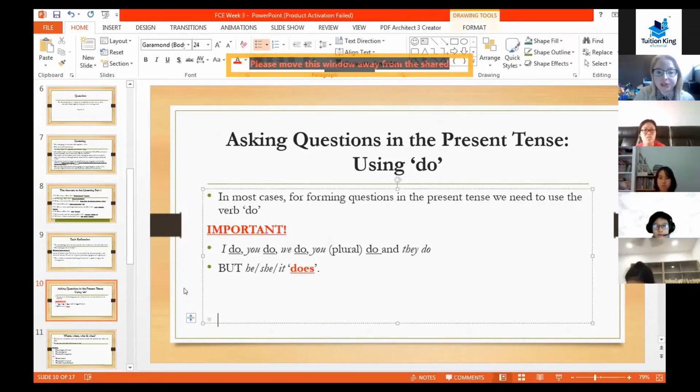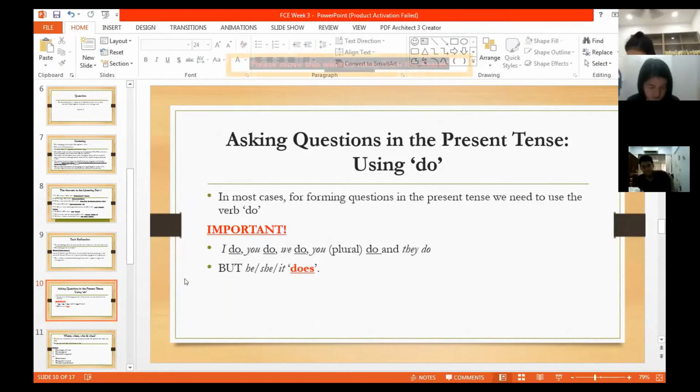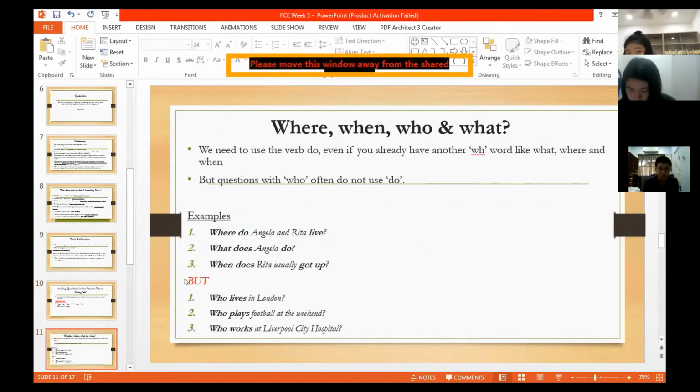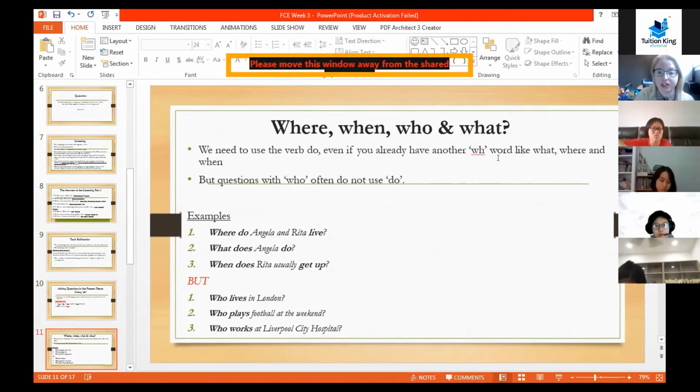Okay, so please do remember that with the third person, we need to change the form of all verbs, okay? So I'm going to show you now some examples of how we can form some questions. For most questions in the present tense, we need to use the verb do, even if we already have a WH word. So for example, where, what, and when.